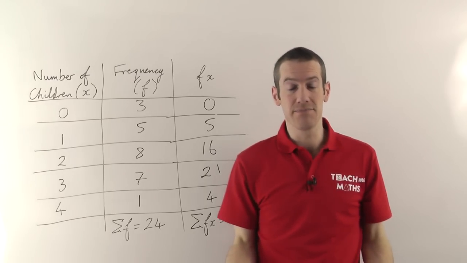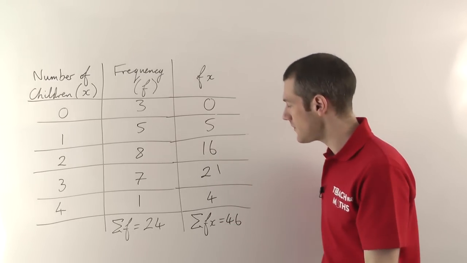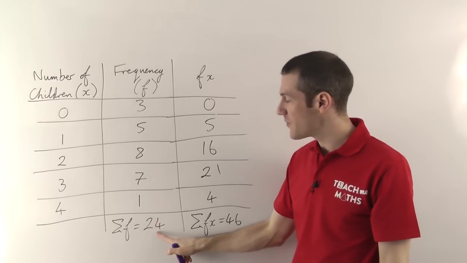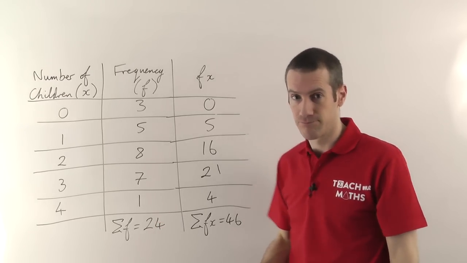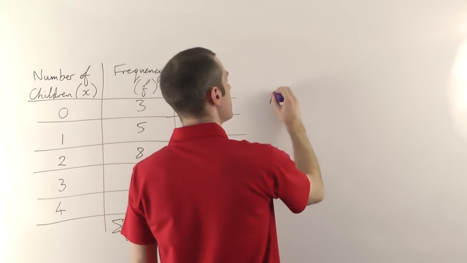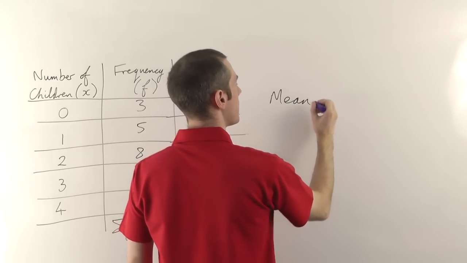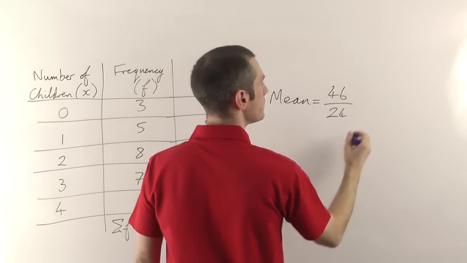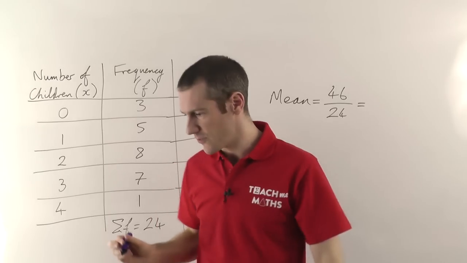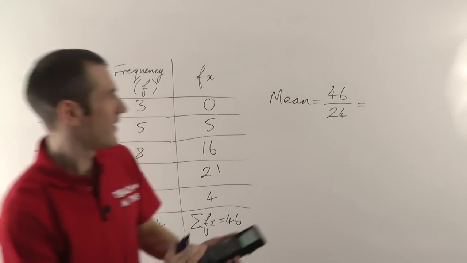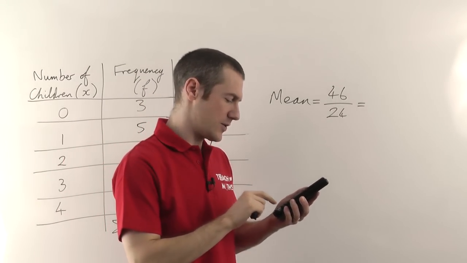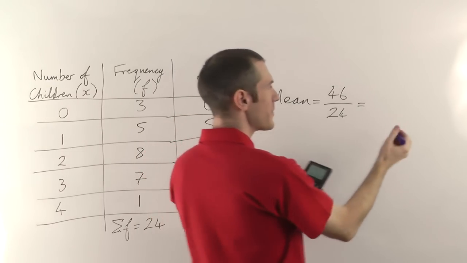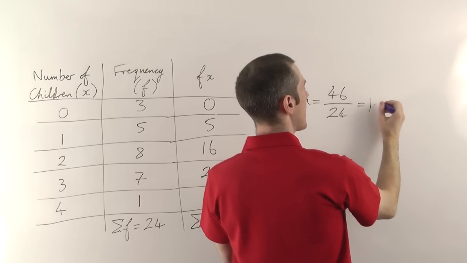So to find the mean, just like the mean of any list of numbers, add them all up, which we've done, 46, and divide by however many there are, 24. So the mean equals 46 divided by 24. At that point, you probably want to reach for your calculator. So 46 divided by 24 gives me a long decimal number with lots of decimal places. Let me write it out and we'll see how you deal with this.